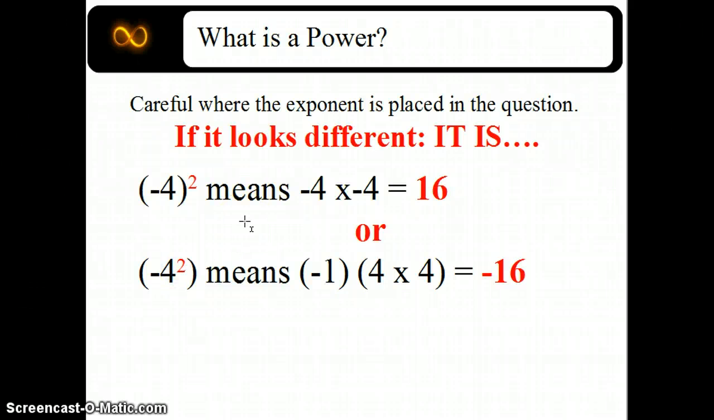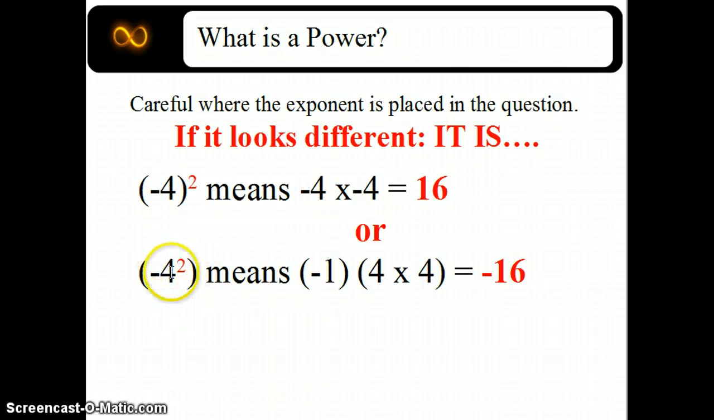Now, when we're dealing with bases, it's very important to realize that if it looks different, it is different. For example, these look very similar to each other, but they mean something completely different. The 2, or the exponent, is attached to everything inside the bracket here. The 2 touches the bracket, so we're going to square everything inside the bracket. So this means negative 4 times negative 4. Negative and negative is a positive 16.